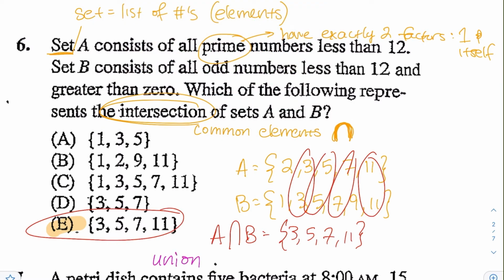The other thing that you need to be aware of is the union. And a union is all the elements together. And when you have all the elements together, you don't want to repeat anything. So the union would include 1, 2, and 9.